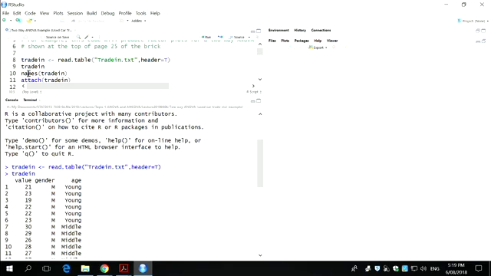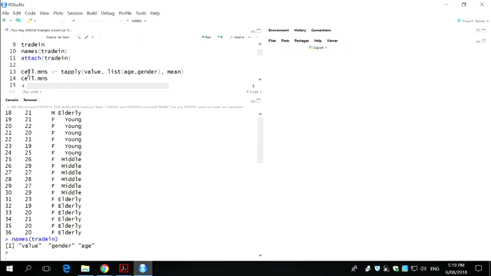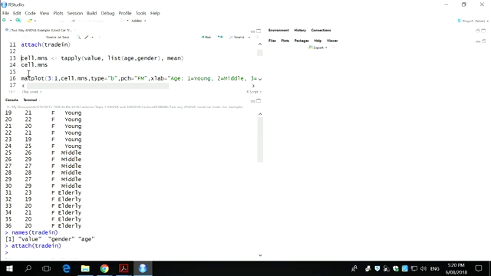Trust me, data almost never comes to you like that. It takes a fair bit of cleaning to get to that point. So the names I've got to deal with are value, gender, and trade-in. And if I attach those, I can just deal with them as those names.